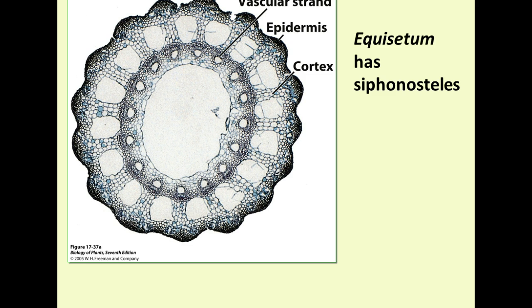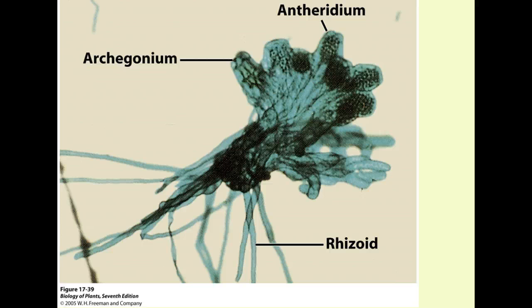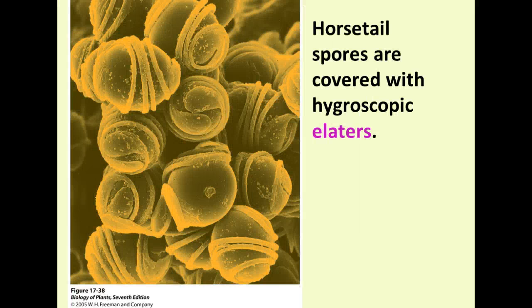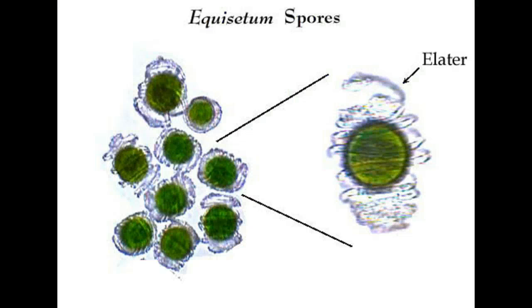Okay, so they have siphonosteles. And here's their gametophyte. They have antheridia and archegonia and rhizoids. They're a little bit branchier. But they're covered in something called hygroscopic elaters. And these hygroscopic elaters are going to help the spores be dispersed in the environment. They look like coiled springs, right? So here's an elater.